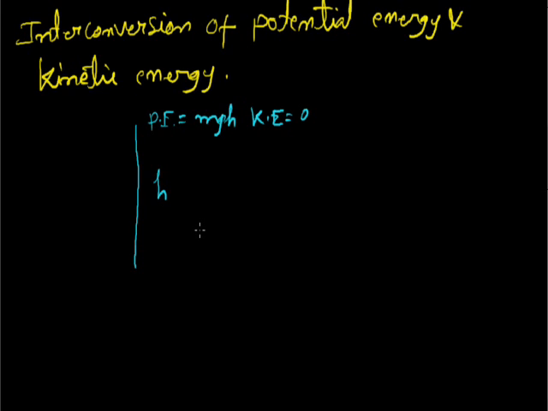And at the lowest point, when the object is dropped, the potential energy is 0 and kinetic energy is maximum, half mv square, and in between the sum of energy is constant. Let us see how to convert the potential energy into kinetic energy. We apply the motion third equation.